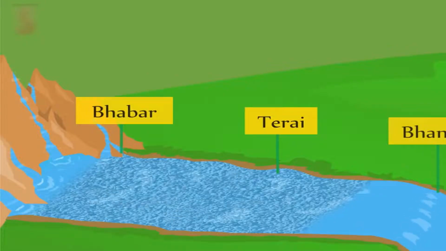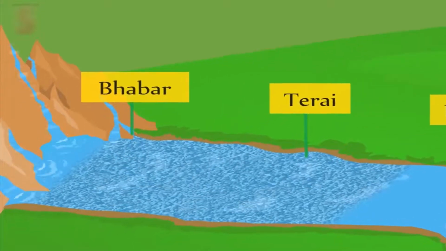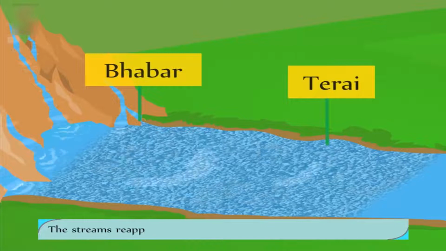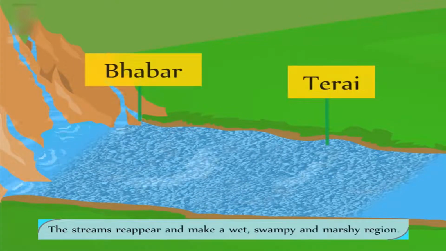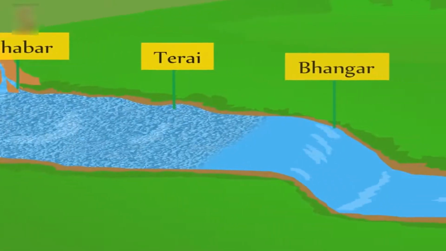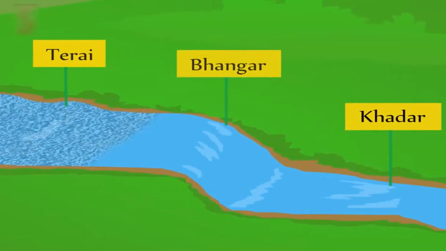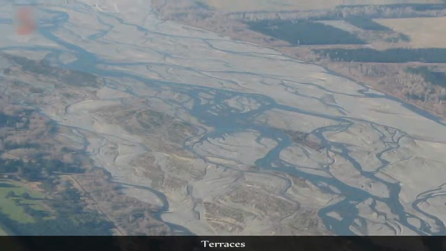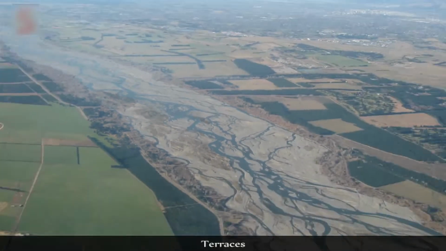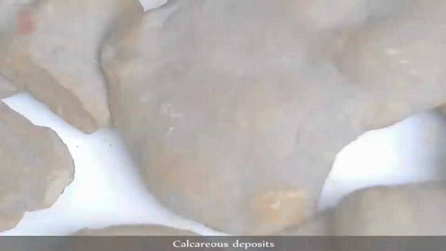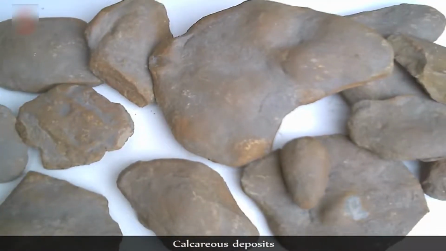B. Terai. The Terai region lies towards the south of the Bhabar belt. In this region, the streams reappear and make a wet, swampy and marshy region. C. Bhangar. Bhangar is the largest part of the northern plain and is composed of the oldest alluvial soil. They lie above the floodplains and look like terraces. The soil of this region is called Kankad and is composed of calcareous deposits.